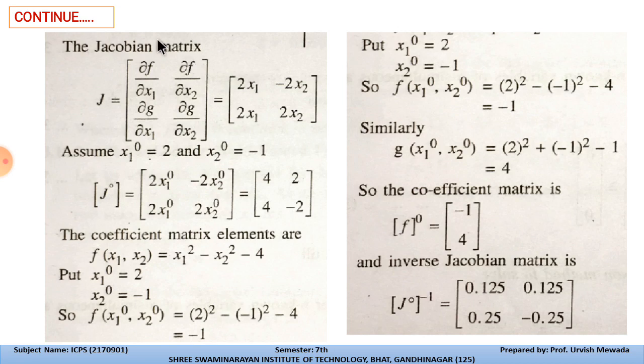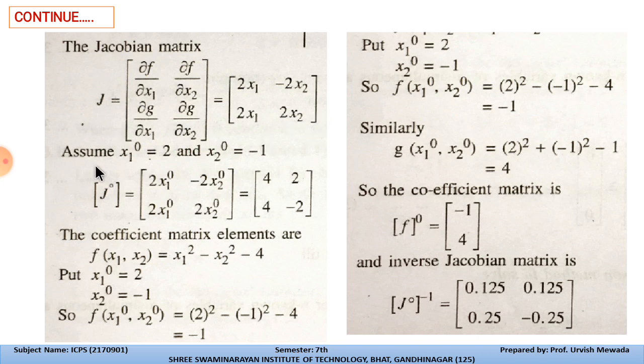Now the Jacobian matrix that we can form with the help of the equation J is equal to del f by del x1, del f by del x2, del g by del x1, and del g by del x2. This is the function of, say, x1 and x2. So the values that we determined with the help of the derivation in the previous case, we are putting in: del f by del x1 is 2x1, del f by del x2 is minus 2x2, del g by del x1 is 2x1, and del g by del x2 is 2x2.